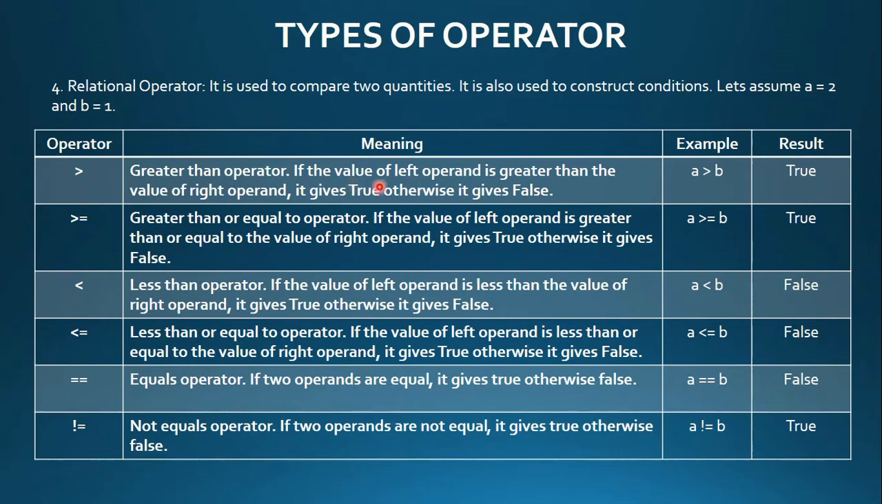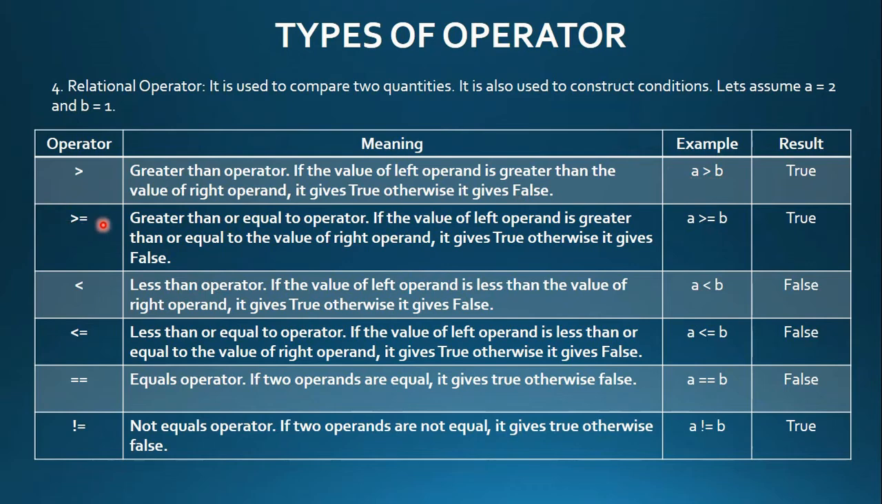If the value of left operand is greater than the value of right operand, it gives true, otherwise it gives false. One example is A greater than B. What is the value of A? Value of A is 2 and the value of B is 1. Then it will return what? It will return true because 2 is greater than 1.